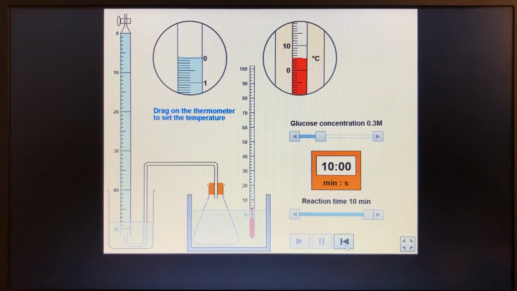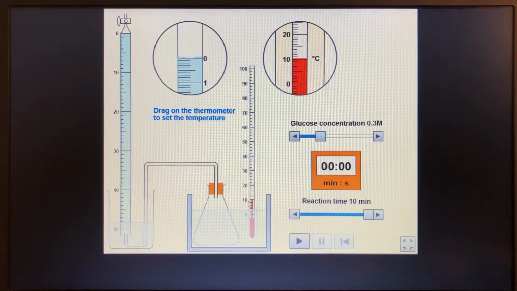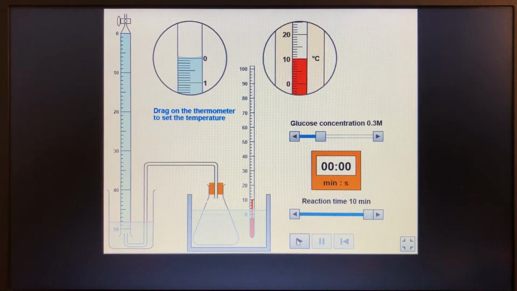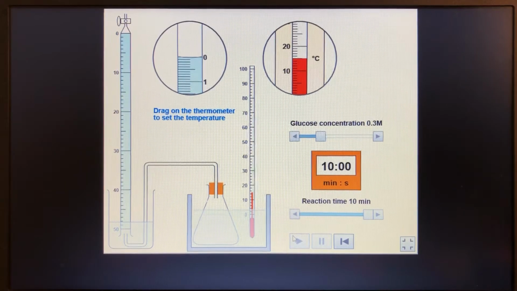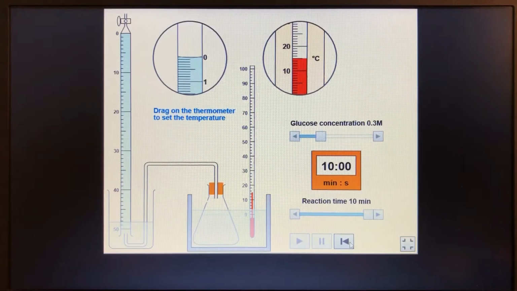Then I'm going to go and click back, and get that up to 10. Hard to see on this scale, but if you look up here, you can see more carefully where you've got to. So 10 degrees, after 10 minutes, we're on 0. And let's go now to 15 degrees, and again, still 0. Not very exciting at the moment, unfortunately. And let's go up to 20.